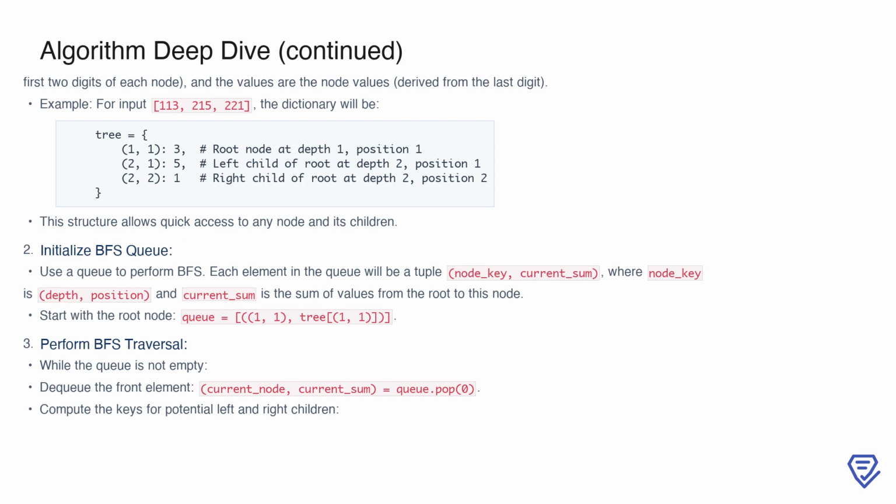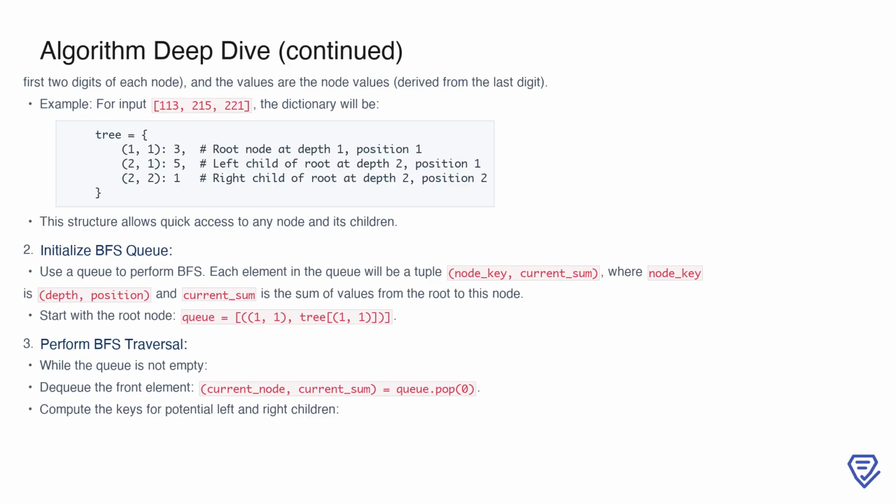The first step is to parse the input list and construct a dictionary representation of the tree. Each node in the input is converted into a key-value pair where the key is a tuple of depth and position, derived from the first 2 digits, and the value is the node value, derived from the last digit. For example, given the input 113, 215, 221, we build the dictionary as follows. The root node at depth 1, position 1, has a value of 3, the left child at depth 2, position 1, has a value of 5, and the right child at depth 2, position 2, has a value of 1. This structure allows us to quickly access any node and its children.